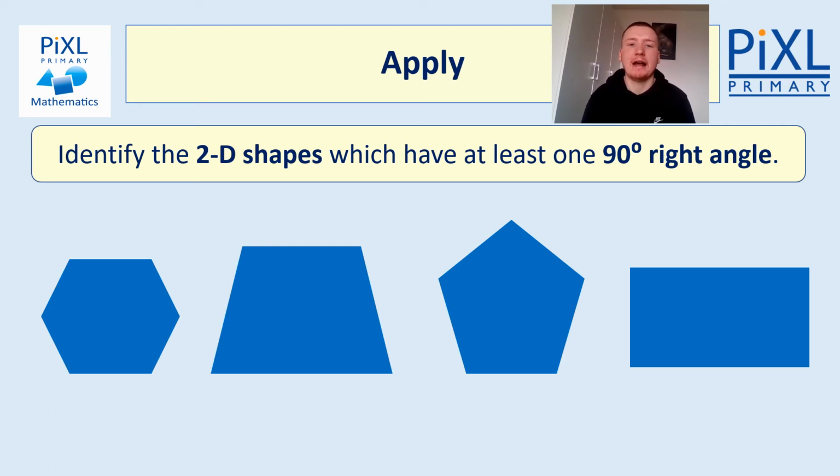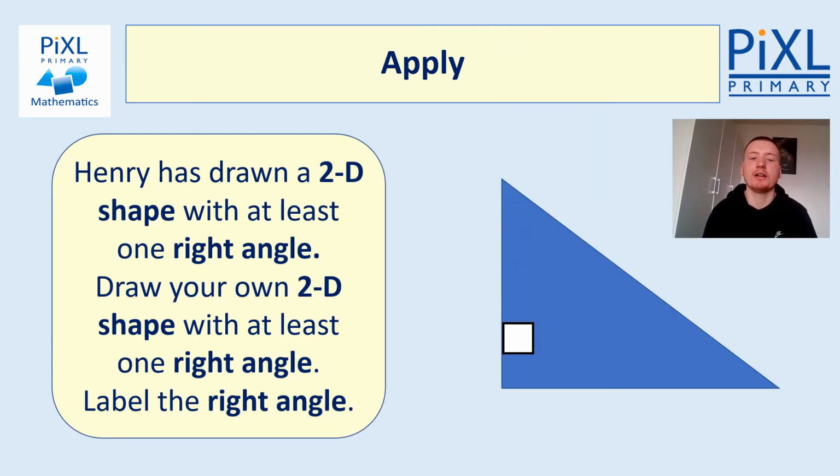Have a go and work out using perfect squares in each corner, or if you're lucky to have a protractor, then you can draw or you can measure out each angle and see which ones have at least one 90-degree right angle. So pause the video and then post all your work onto your portfolio. Have a go. Henry has drawn a 2D shape with at least one right angle.